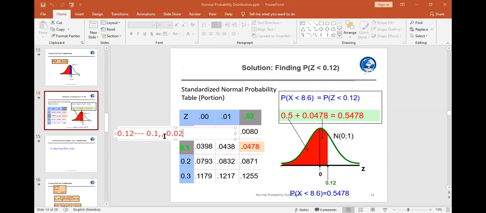Now, if you look at this, it says we split that Z, this value, into two parts. So the first number, you see this number here?